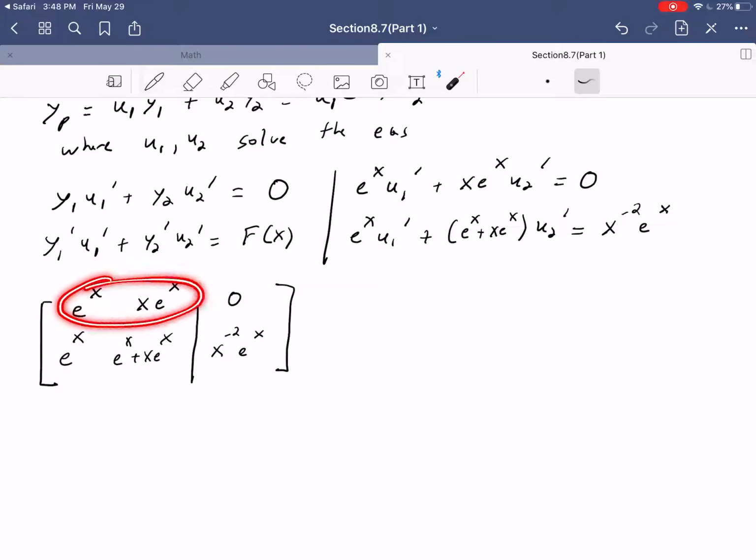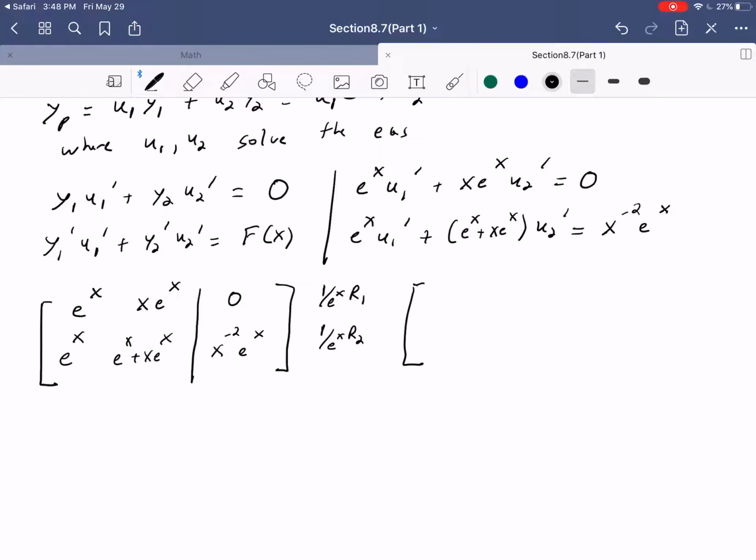Now, we haven't worked a lot where we have coefficients that are functions, but things operate pretty much the same. Let's go ahead and divide this first one by e to the x. We can actually also divide the other one by e to the x as well. So our first operations are going to be 1 over e to the x applied to r1 and 1 over e to the x applied to r2. And of course, that's safe to do because e to the x is never 0, so we're not having any risk of dividing by 0. So we'd have 1, x, and 0, and we'd have 1 and 1 plus x, and x to the minus 2.